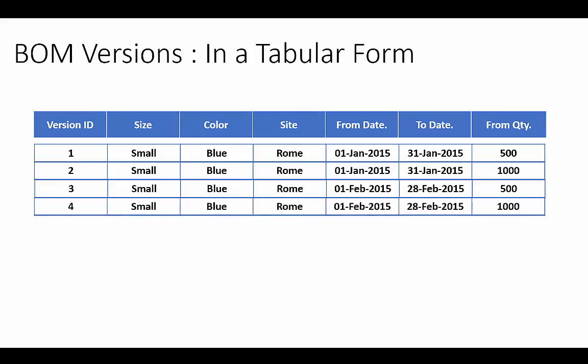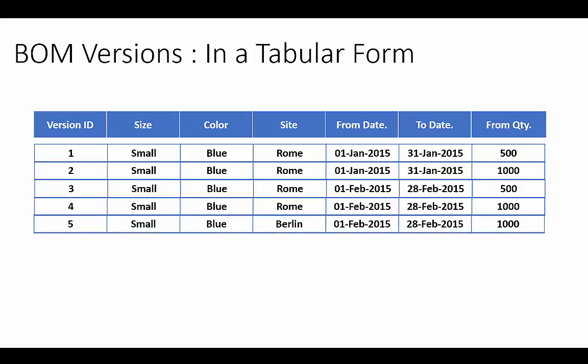Version 4 is identical to version 3 except a different value is specified for from quantity. We have two sites where the bicycle can be manufactured or assembled, Rome site and Berlin site. Version 1 to 4 are applicable for Rome site. We also assemble the bicycle at Berlin site using a different set of components, and hence we will create a separate version for Berlin site. Version 5 is identical to version 4 but it has a different site.